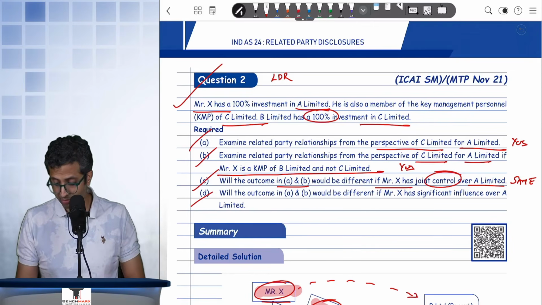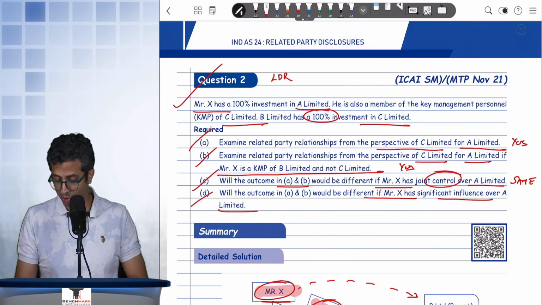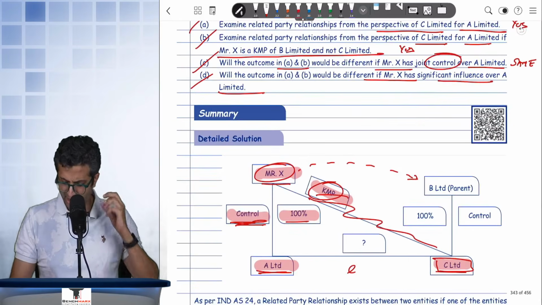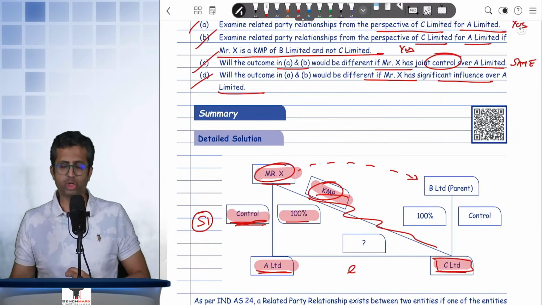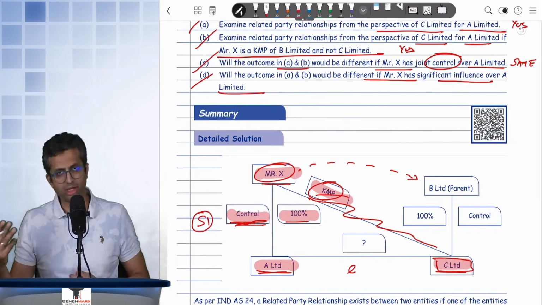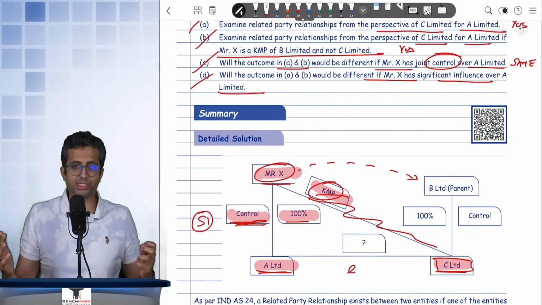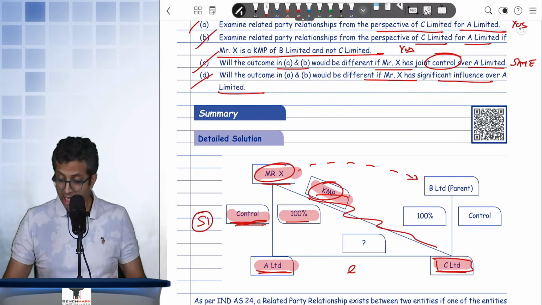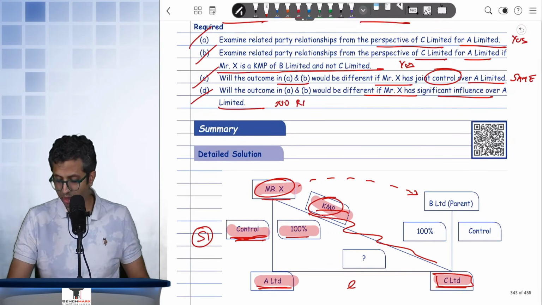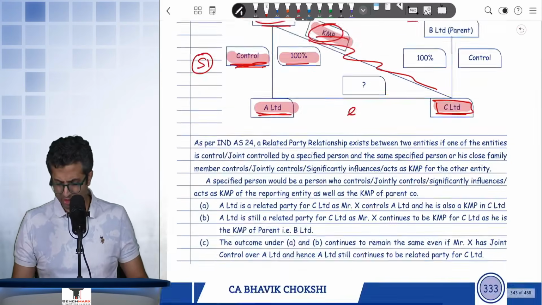Last, will your outcome be different if Mr. X has significant influence over A? Now Mr. X has significant influence over A, and that same Mr. X is a KMP directly of C or through its parent, a KMP of C. At both places, there is none of the place where there is control or joint control, and hence in the last case there will be no related party relationship. So that is question number 2.